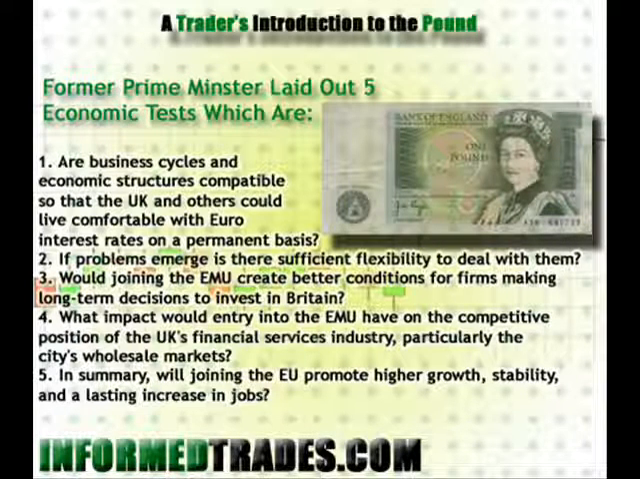The 5 tests, according to Wikipedia.org, are: Number 1, are business cycles and economic structures compatible so that the UK and others could live comfortably with euro interest rates on a permanent basis? Number 2, if problems emerge, is there sufficient flexibility to deal with them? Number 3, would joining the EMU create better conditions for firms making long-term decisions to invest in Britain?